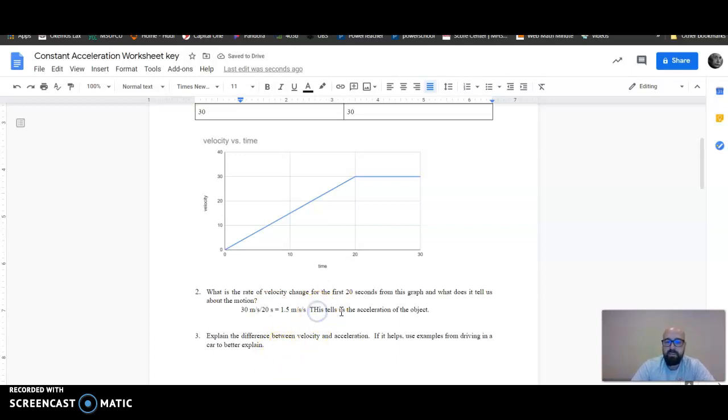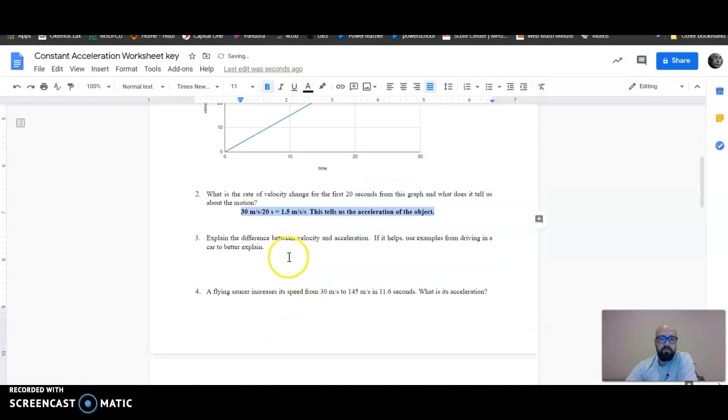And one thing that you've got to get going in your brain is that is also the slope. And we've talked several times, the slope of this line of a velocity time graph is acceleration. So that's really the easiest way to answer that, is just looking like that. So I'm going to bold my answers for you.